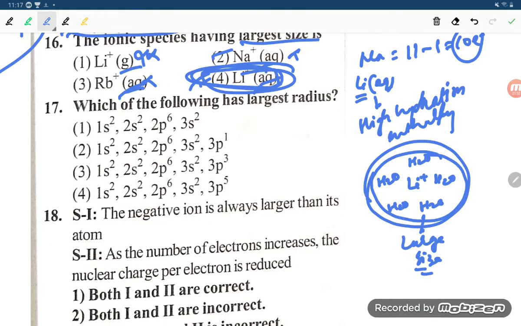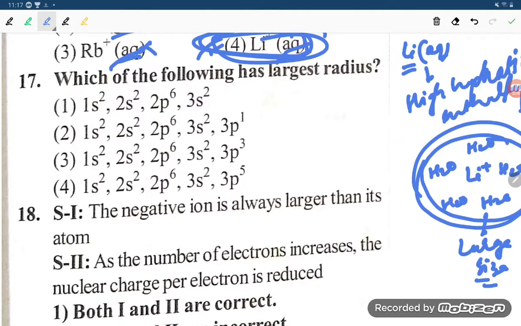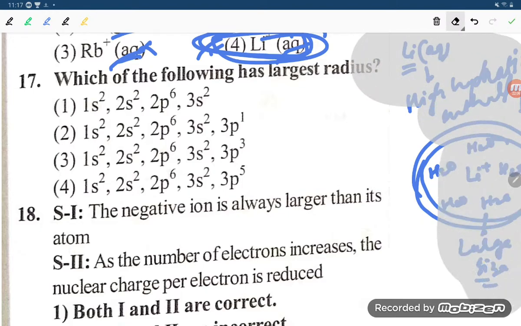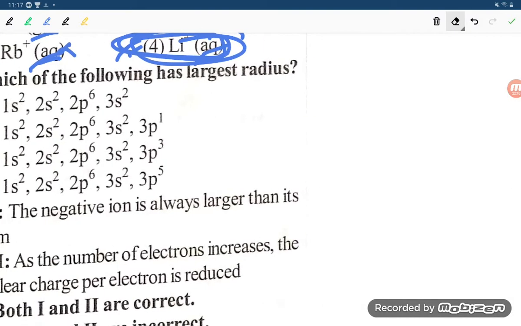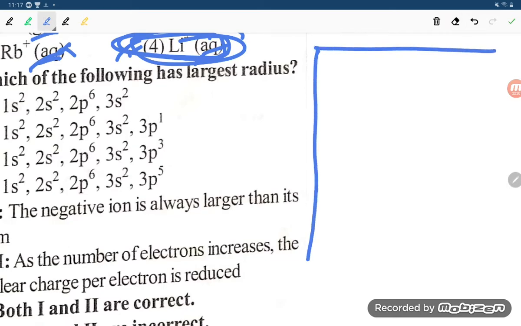Question number 17: which of the following has the largest radius? Firstly, you should know the concept, student. Only if you know the radii concept will you be able to answer this question. When you move left to right, the radius decreases, and top to bottom, it increases.